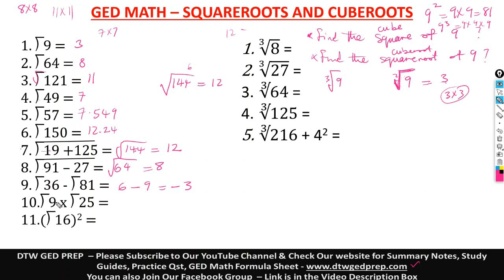Here, you have the square root of 9 times the square root of 25. What is the square root of 9?